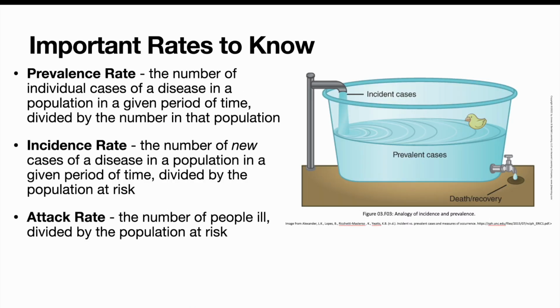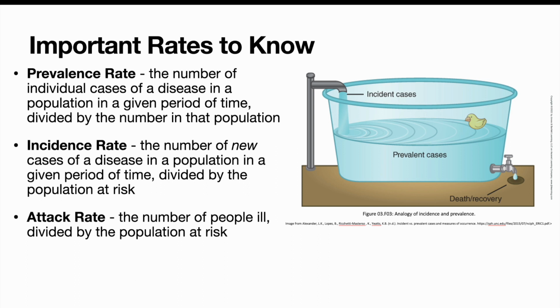So there are some important rates to know. We have prevalence rates, we have incidence rates, and attack rates. Here, this bathtub is giving us an analogy of incidence and prevalence. A prevalence rate is the number of individual cases of a disease in a population in a given period of time divided by the number in that population. If we were just going to picture what our prevalence is, we can picture it as the water that's in the bathtub.